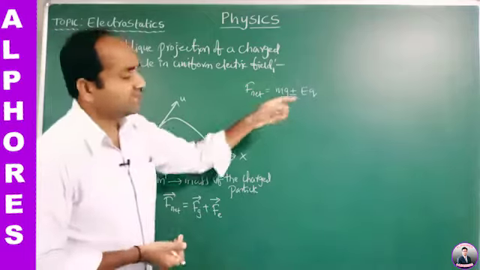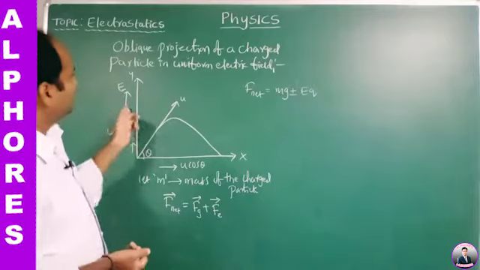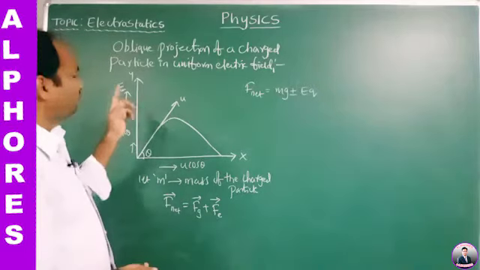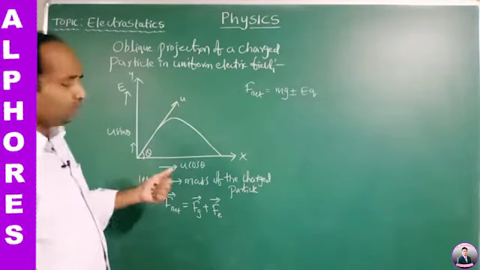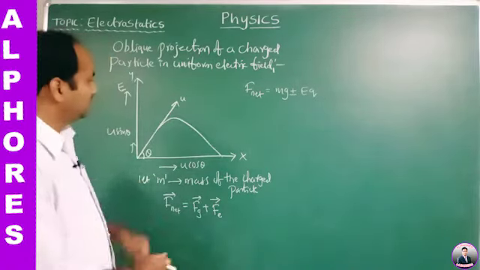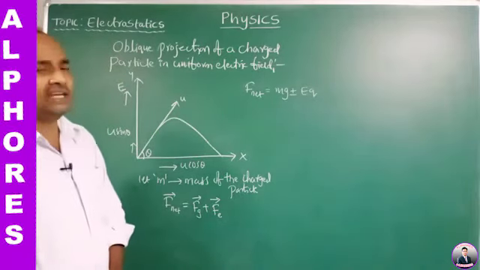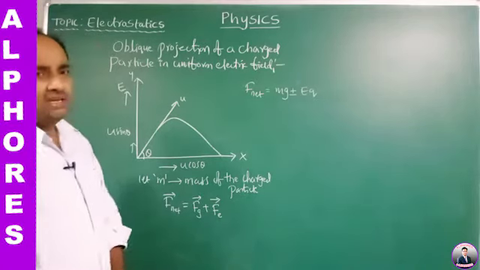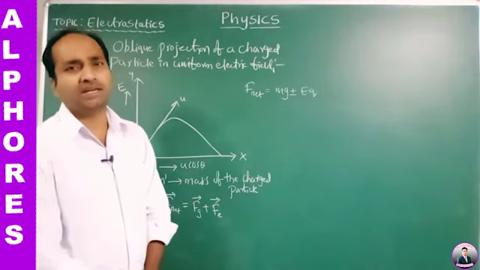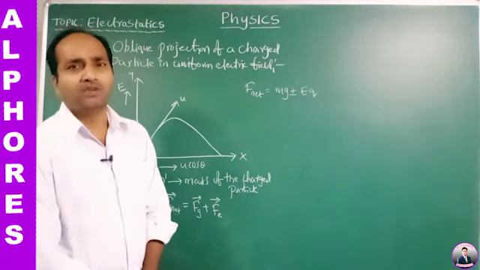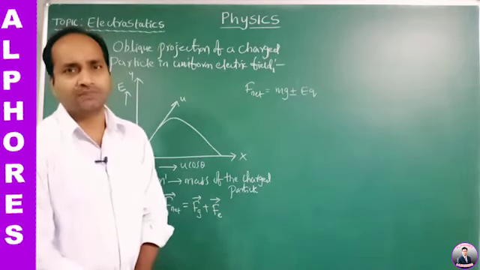And what is the direction of electric force? The electric field is along the vertically upward direction. Whenever the electric field is upward, what is the direction of electric force? If it is a negative charge, remember in the first case we are projecting a negative charge. These are the two most important points. Whenever we place a negative charge in an electric field, the direction of force acting on it is opposite to the electric field.